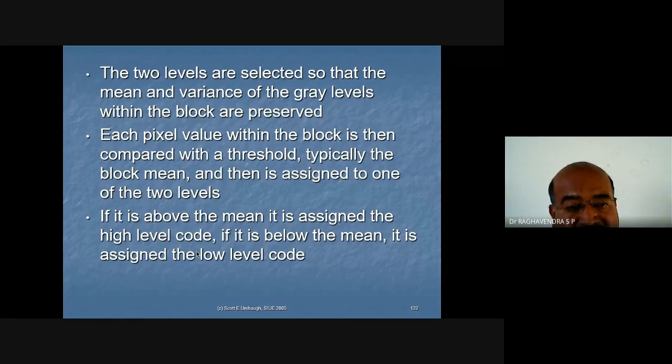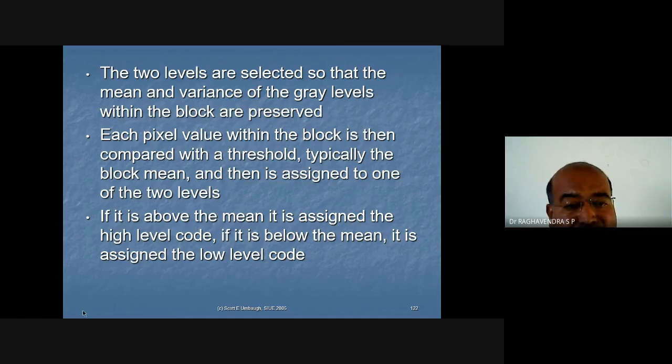Next, variance. Mean and variance are statistical measures through which we can characterize the values of a particular block. Mean is just like an average. Variance is related to standard deviation. I think you have studied all these things in mathematics. Next, each pixel value within the block is compared with a threshold. We always have to find a threshold. Threshold means peak value. For example, in an 8-bit image, 255 is the highest white, so it is called the threshold. We cannot exceed that.